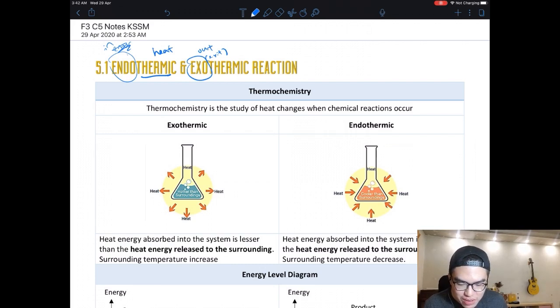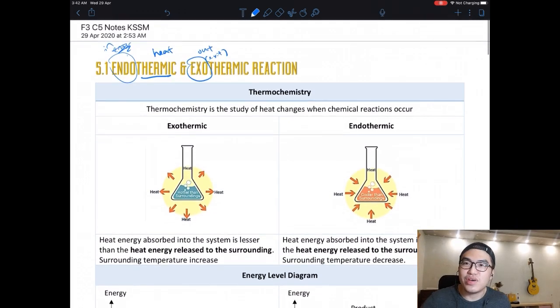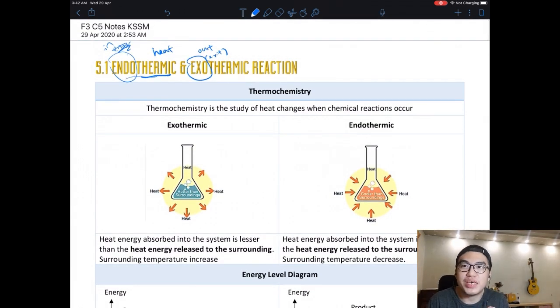Basically, endothermic means heat going in, I'm absorbing heat. Exothermic means heat going out, I'm releasing heat. Your fridge is doing exothermic. Your oven is doing endothermic, making your food hotter. Fridge is making your food colder. Think of it, this is your fridge, this is your oven. That's why I say very common sense stuff.